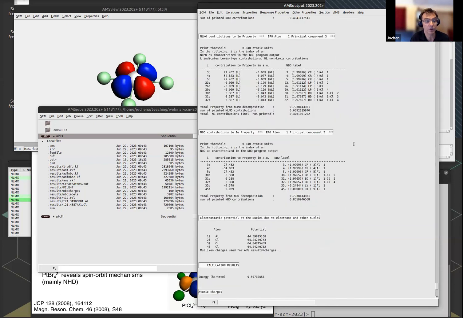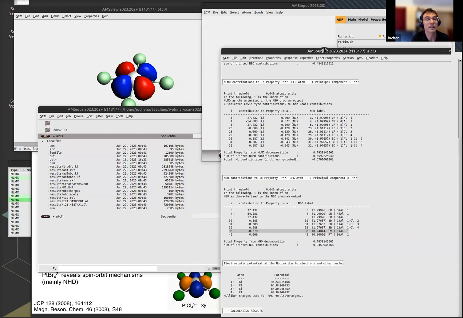Here are the NBO contributions. And in the modern NBO versions, this PZ orbital on the aluminum is written as a low valent orbital. You can see that it has an occupation of about 0.25 that comes from this pi donation from the chlorine ligand. And it has this comparatively large negative contribution then to the field gradient, so making its magnitude much smaller.